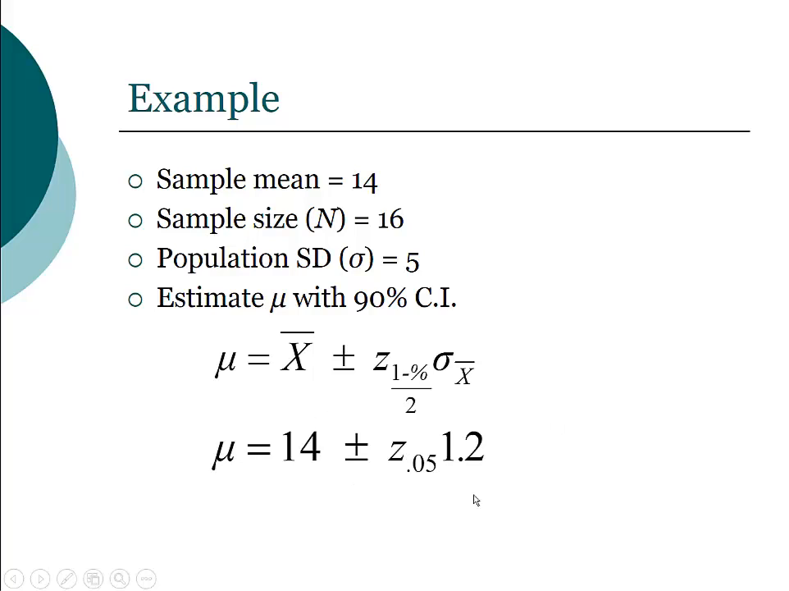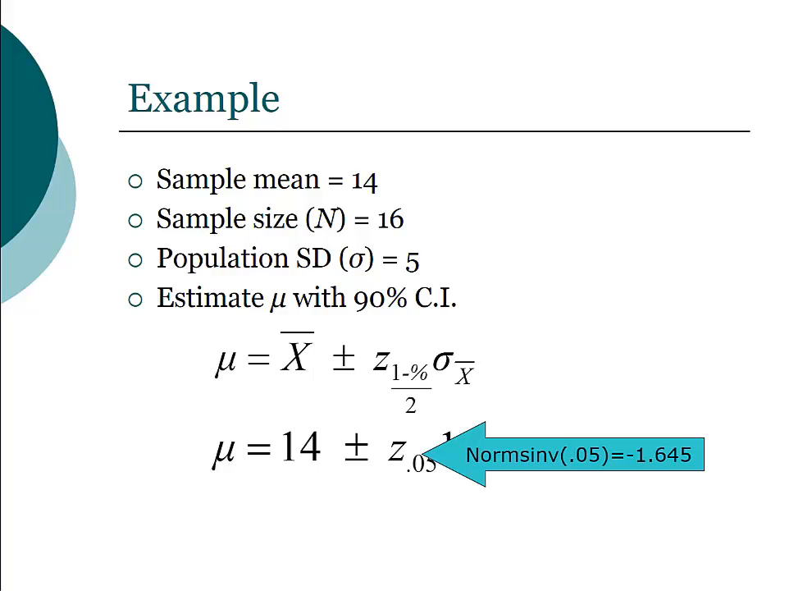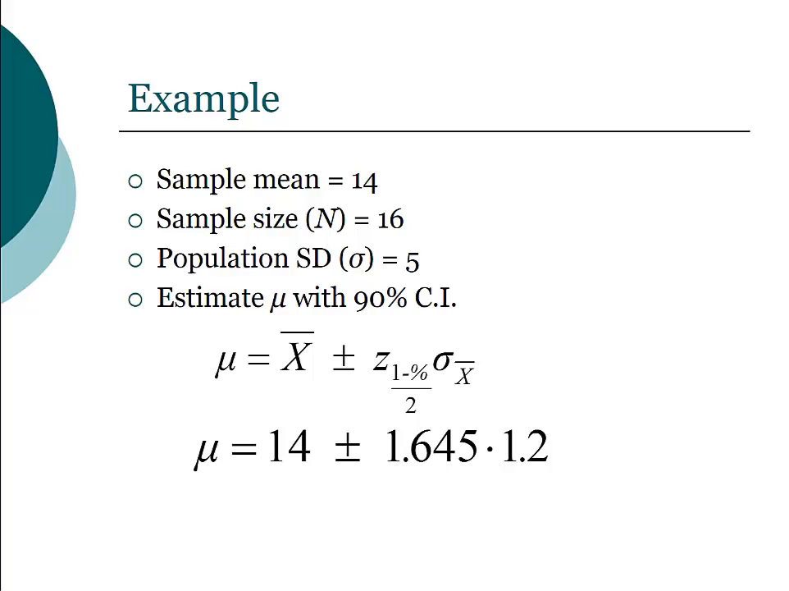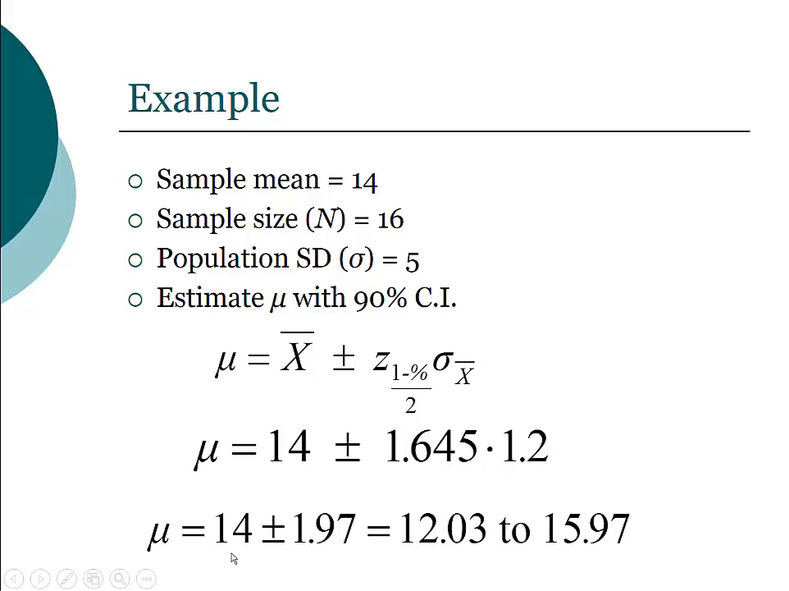And then we're going to look up our 5% z-score. It's 5% because it's 5% in each tail, adding up to 10%, so that the middle 90% is in the middle. So it's around 1.645. So we put that one in there. Now we're going to multiply these two numbers, and we get about 1.97.